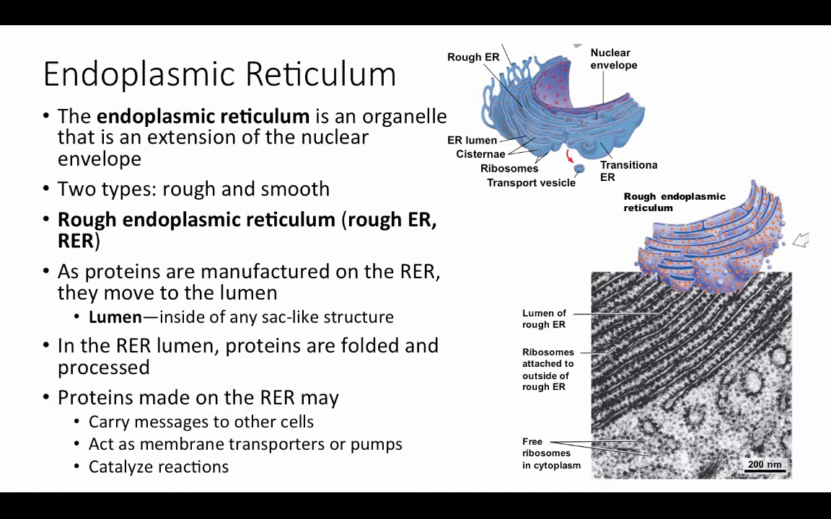And these proteins that are made to be packaged in these little vesicles, they may be proteins that are going to carry messages to other cells. So those might be the ones that are dumped into the space outside the cell to go and carry their messages to other cells. They might act as membrane transports or pumps, so those intrinsic membrane proteins, or they may be something that's going to catalyze reactions, and then we want to keep them contained within a vesicle, so they only catalyze the reactions where and when the cell needs them to.